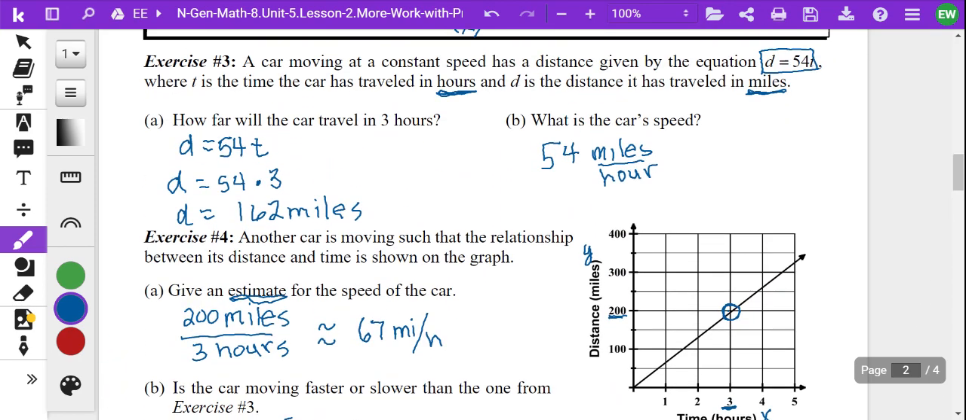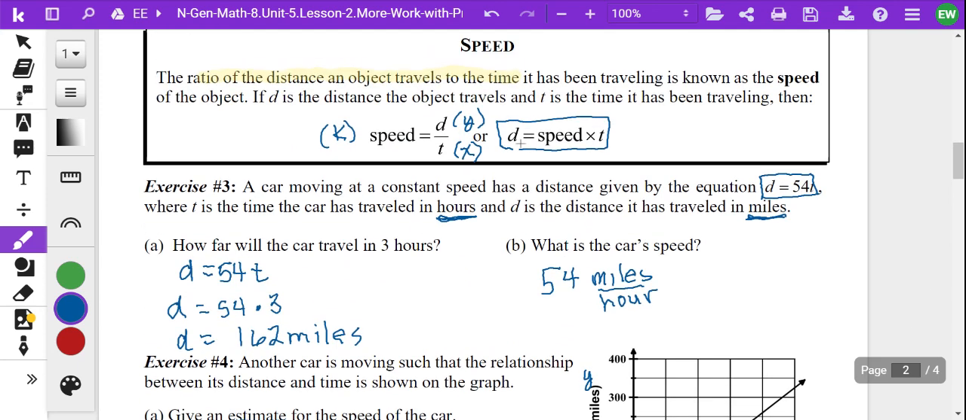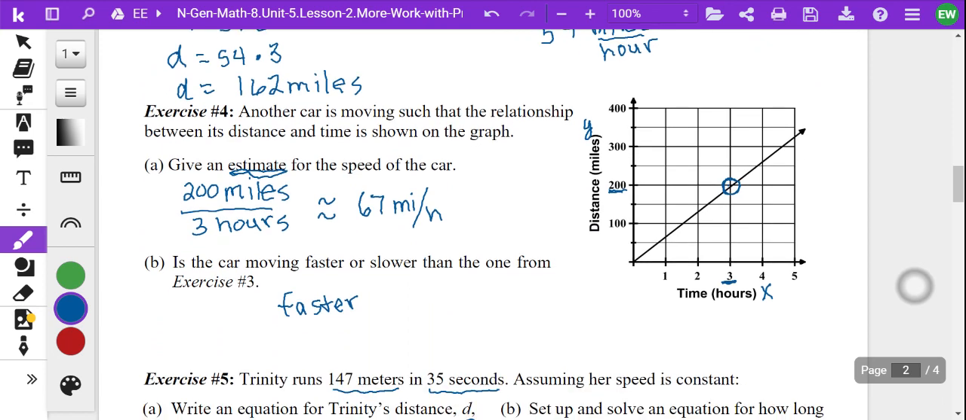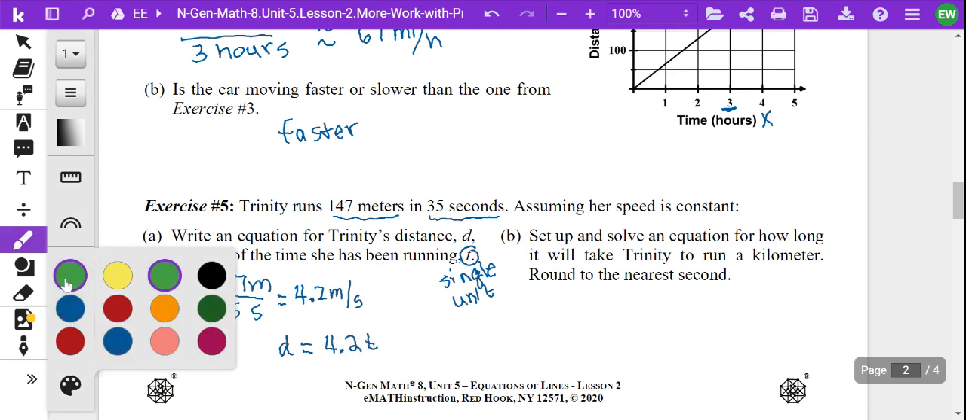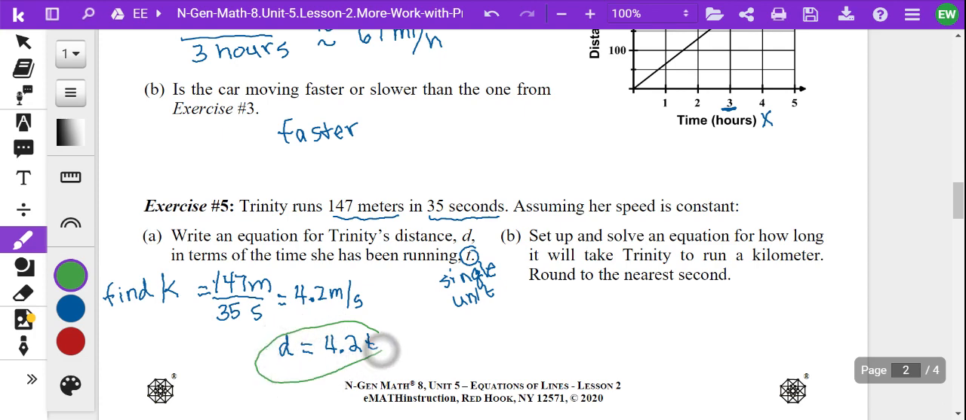Well, let's go back up here. I have d equals speed times time. Okay, so we're going to keep d and t as variables. And now that we know k, or the speed, it is d equals 4.2t. So you're probably going to have to use that.